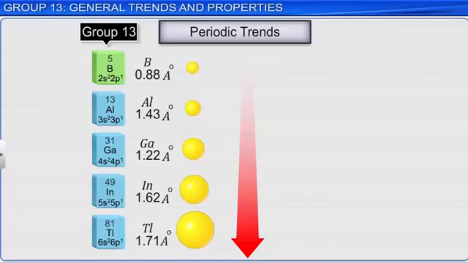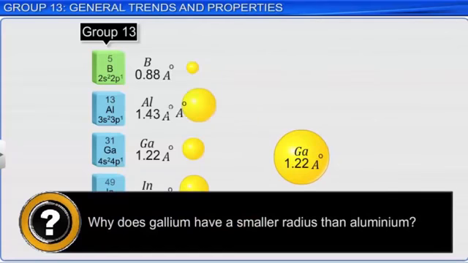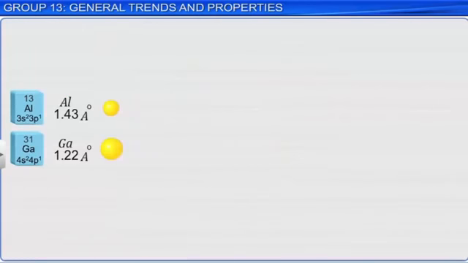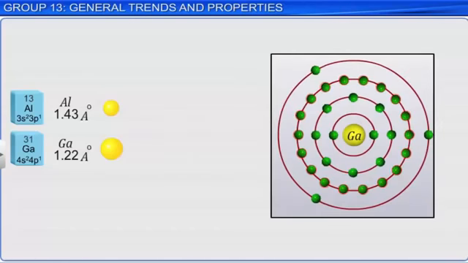Try to answer this question before continuing. Why does gallium have a smaller radius than aluminium? Answer: gallium has 10 d electrons in addition to the noble gas core. These d electrons provide very little shielding from the nuclear charge, since d orbitals have little electron density near the nucleus. Thus, the outermost electrons in gallium are held more tightly than in aluminium.